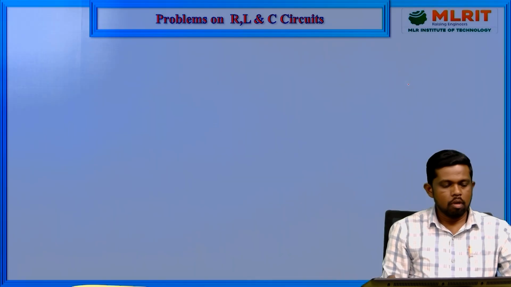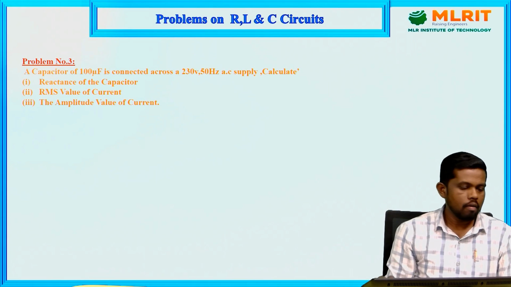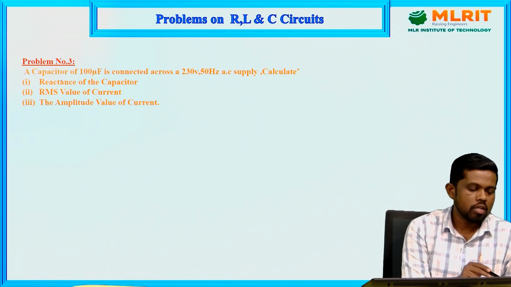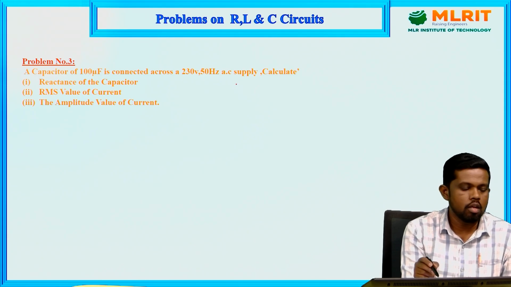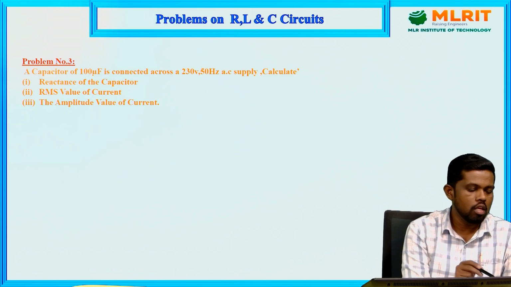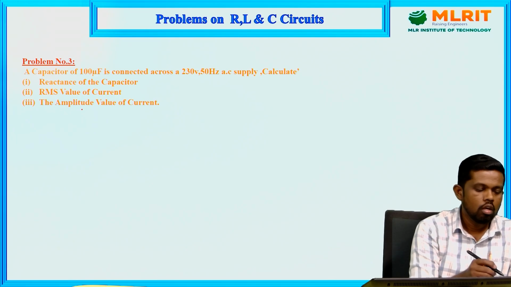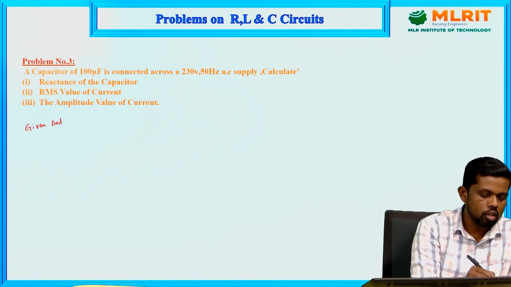So now the problem number 3. Problem number 3 purely depends on capacitor only. A capacitor of 100 microfarad is connected across a 230 volts, 50 hertz AC supply. We need to find the reactance of the capacitor, the RMS value of current, and also the amplitude value of the current. So for that, we go to the given data. So this is the given data.